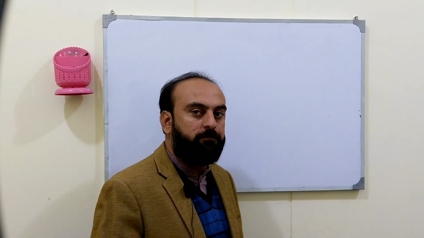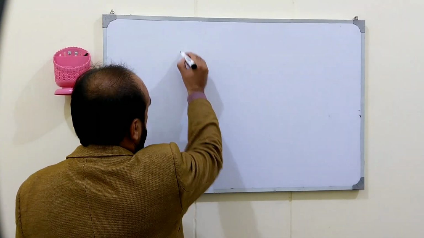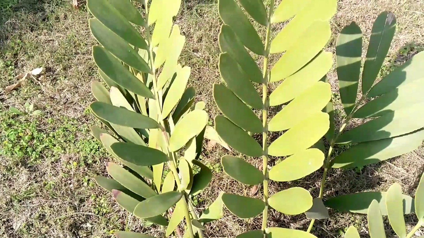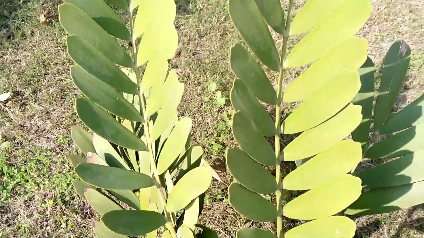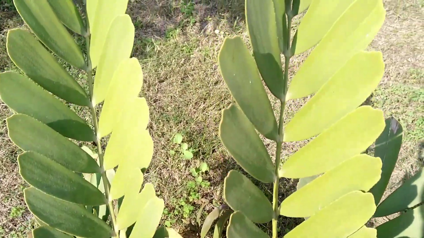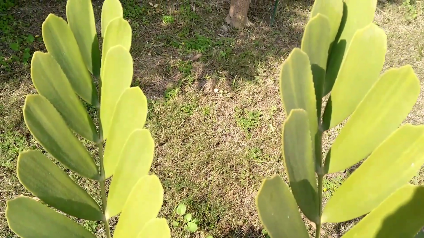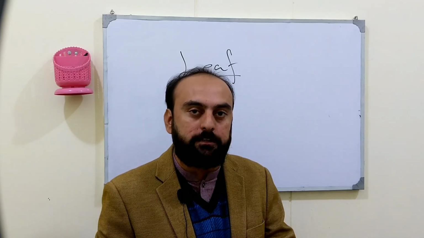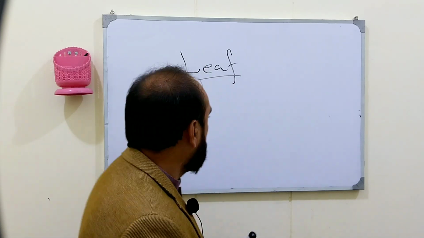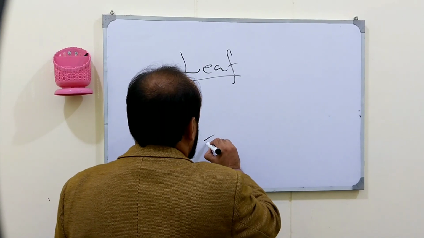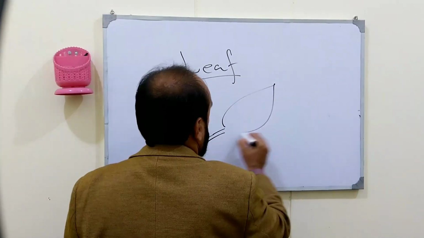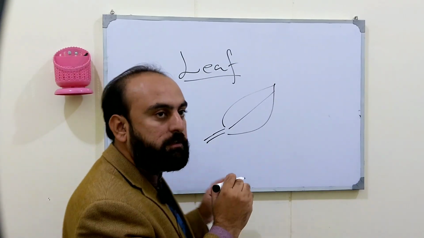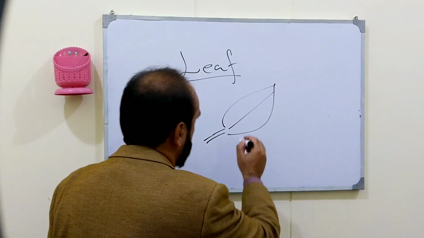The next organ that we are going to discuss is the leaf. First leaves originate from the plumule, whereas the following leaves come from terminal or axillary buds of stem and branches. Leaves are the primary organs where photosynthesis and transpiration occur.